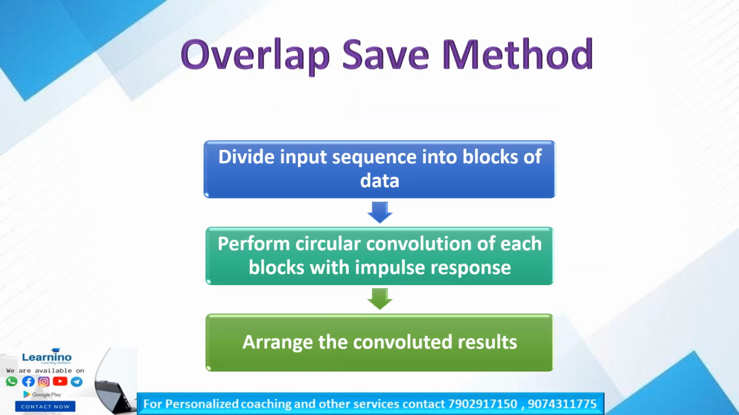First we will discuss the overlap save method. We will be given the long duration sequence X of n and the impulse response of the system, H of n. The process is as follows. The first step is to divide the input sequence into blocks of data. The second step is to perform circular convolution of each block with the given impulse response. And the last step is to arrange the convolved results. So these are the three processes through which we perform the overlap save method.